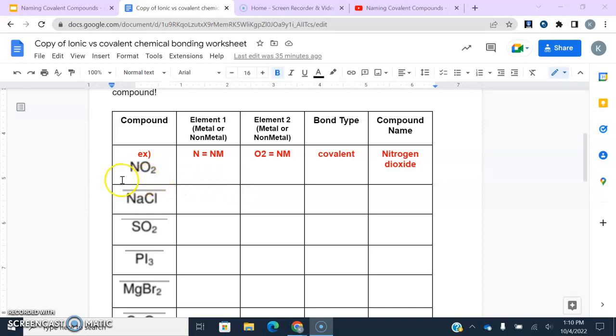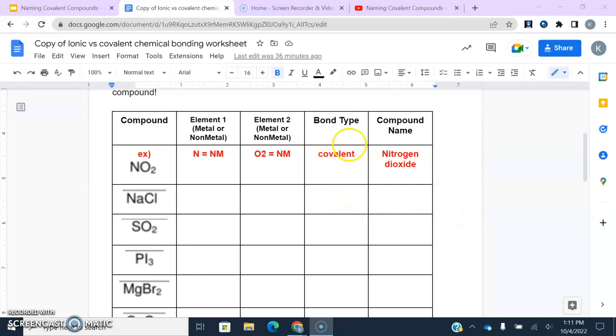So here we have NO2, right? Now, the first element, I should say, it's not a metal. The first element is nitrogen, which is a nonmetal, and that's what goes in column 1. The second element is oxygen, which is also a nonmetal, which goes in column 2. And because this is a bond between two nonmetals, we know that it's covalent, okay?